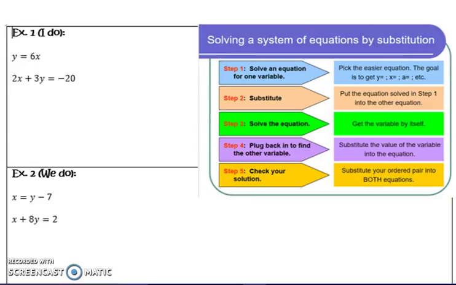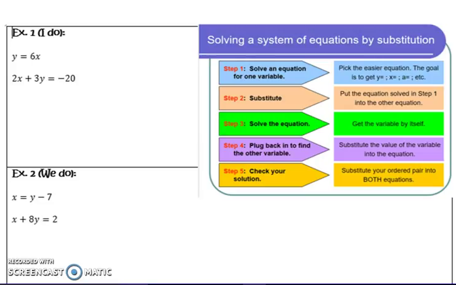Now, when it comes to substitution, there's 5 steps we want to use to solve. Step 1 is solving an equation for one variable. Sometimes it's going to be given to you, and sometimes you're going to have to solve it. Step 2, we want to substitute it in. We're going to take that equation we solved and plug it into the other equation. Step 3, solve it. Step 4, plug back in to find the other variable, and then we can check our solution.